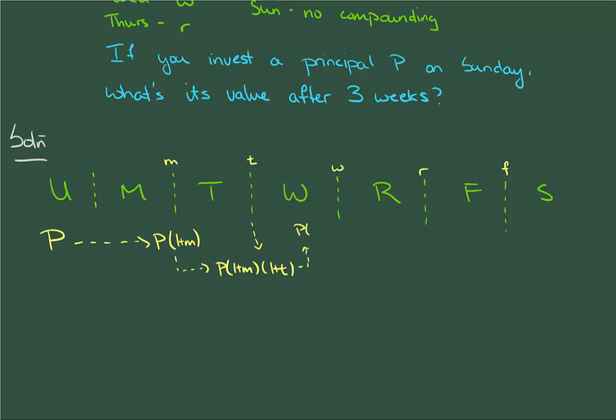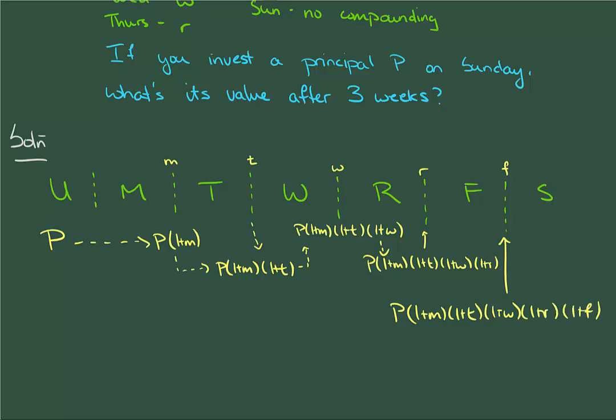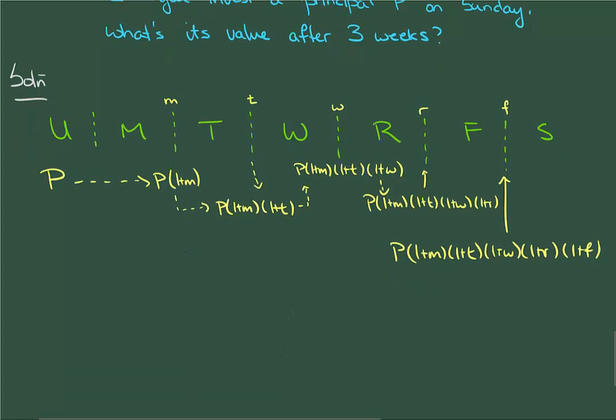And I'm just going to keep on doing this. At the end of Wednesday, I pick up a 1 plus W. At the end of Thursday, I'm going to pick up a 1 plus R. And at the end of Friday, well, I'm running a little bit out of space here, but at the end of Friday, I pick up a 1 plus F. Now, this is getting a little bit tedious, and you can imagine that we don't want to do this for 3 weeks. So let's pull this back. We'll do just the beginning of the next week, just so that we can hopefully see a pattern.